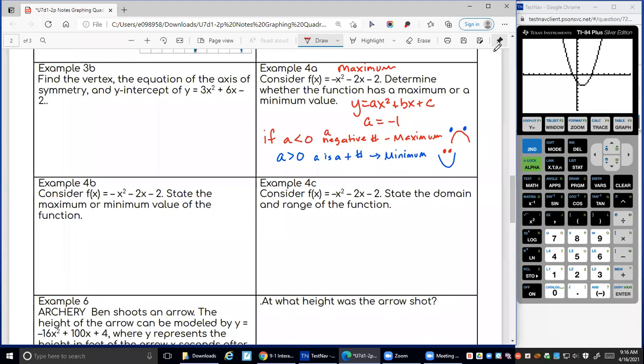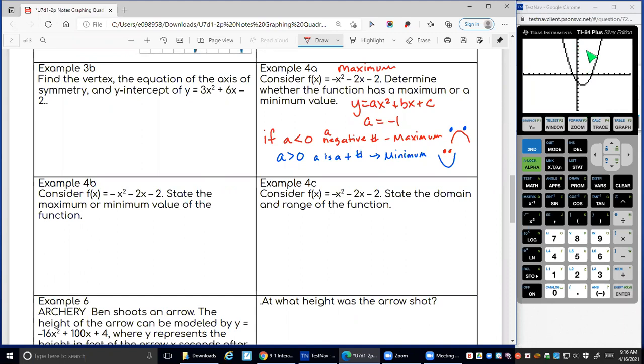So for example 4b, when they actually want to know what the value is for the minimum or the maximum, we're going to go ahead here. And the first thing that we need to do, our first step, was find the axis of symmetry. Okay, great. So axis of symmetry is a line that goes right up and down the middle, right? Do y'all know what symmetry is?